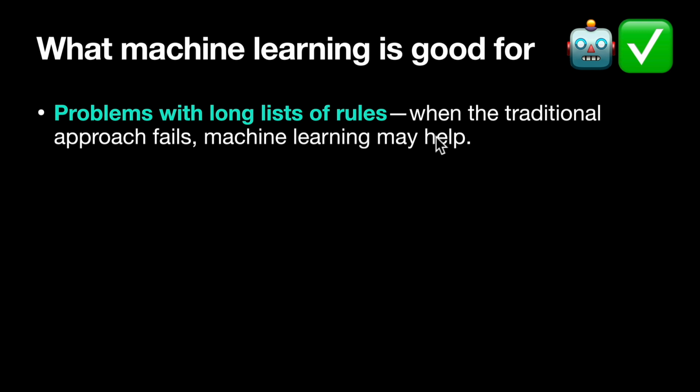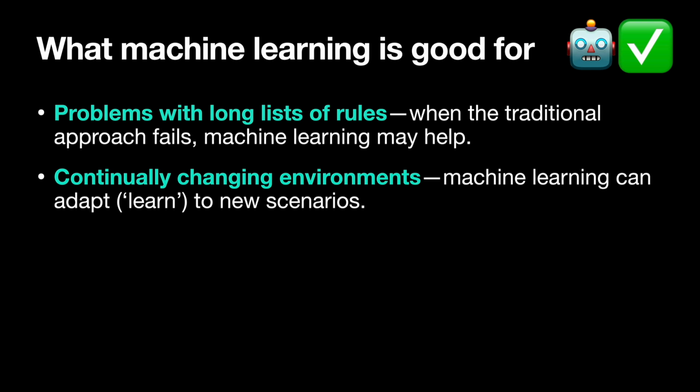If you wanted to code up a self-driving car, you'd have to code in everything, such as stop at stop signs, wait for pedestrians to cross the road, avoid hitting that beautiful little dog that's just run out and chasing a ball. So, when the traditional approach fails, machine learning may help. Number two, continually changing environments.